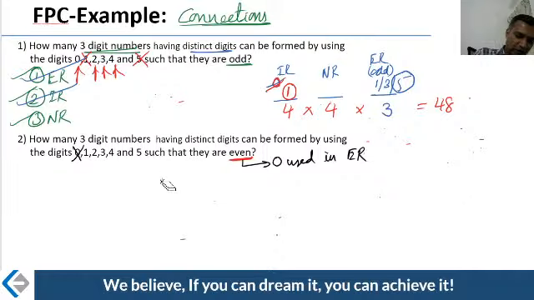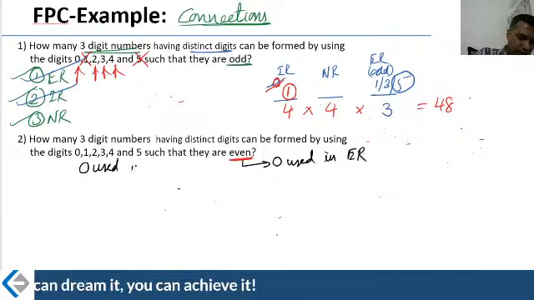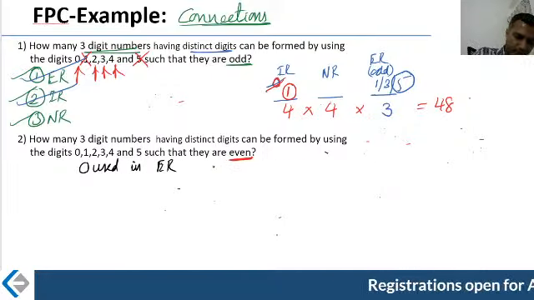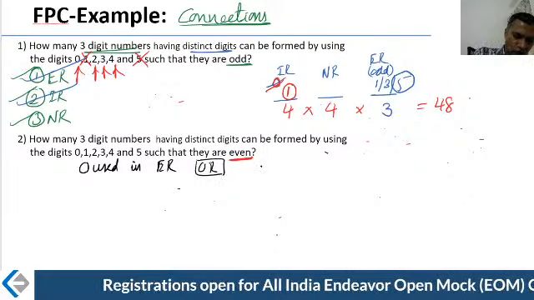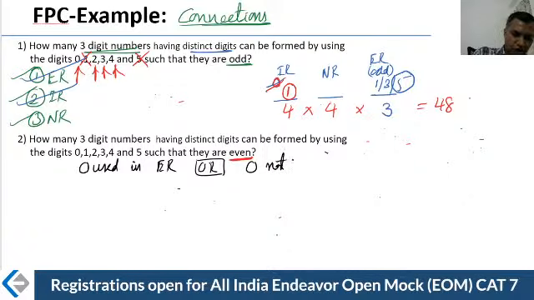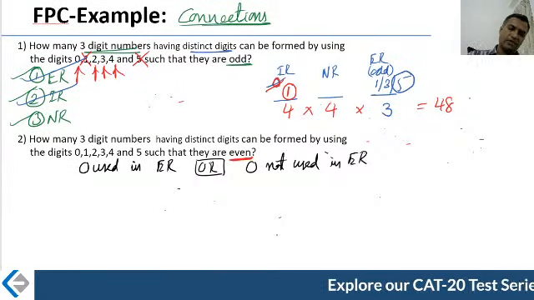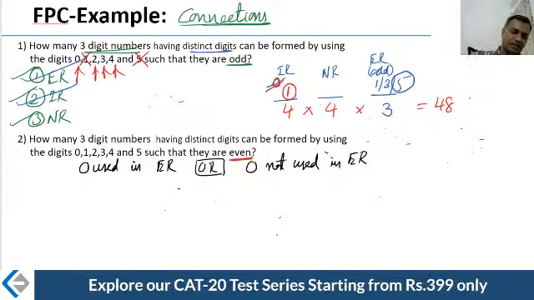So what are the 2 cases that you do here? Case 1: 0 used in the explicit restriction place. That's one possibility. Or case 2: 0 not used in the explicit restriction place. You make the cases right at that level, at the beginning of the problem.